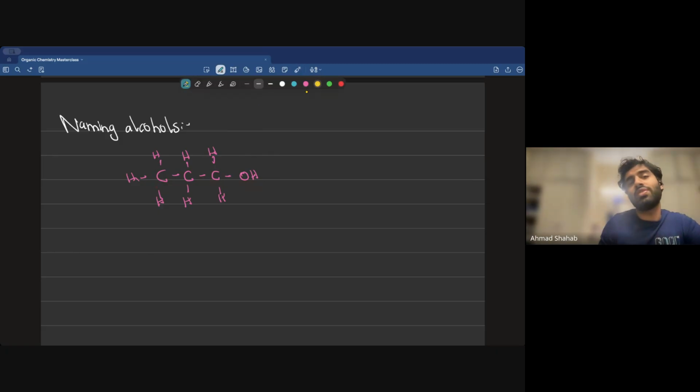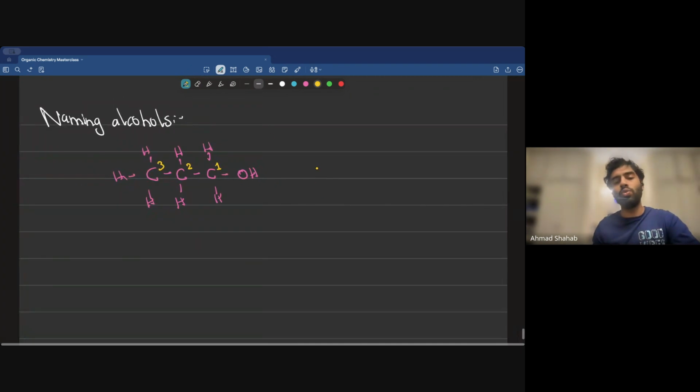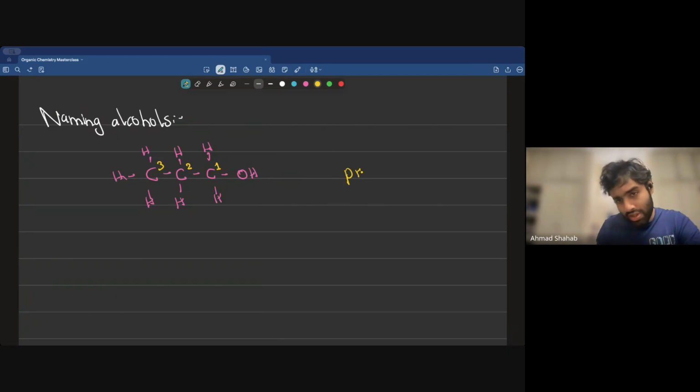This is the part that is the functional group itself, right? So the lowest number will be assigned to this carbon. So we start like this. This is the first carbon, this is the second one, and this is the third one. All right. So since this is the way we name carbons, the name of this compound is propanol.